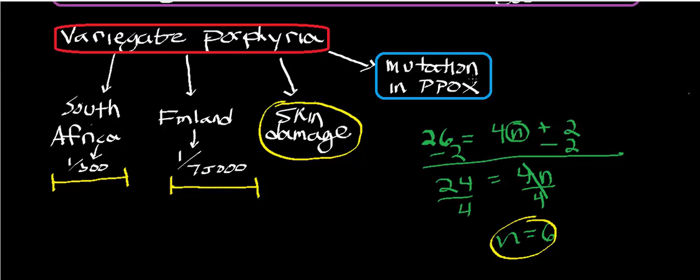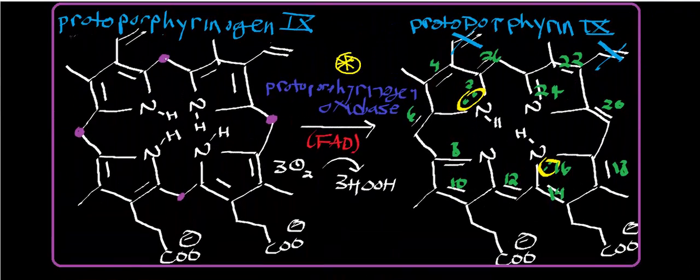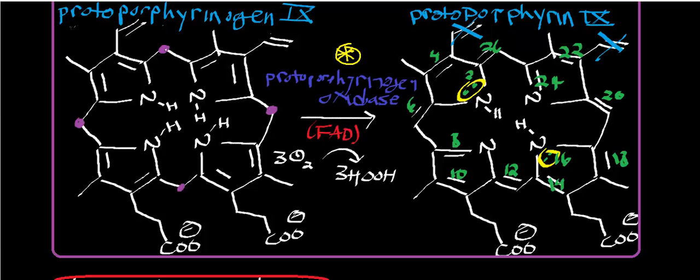So if this enzyme is mutated, then essentially what happens is protoporphyrinogen 9 and everything else before it start to accumulate. And you're not going to be making protoporphyrin 9 as much. And so the heme that you biosynthesize is going to go down significantly.